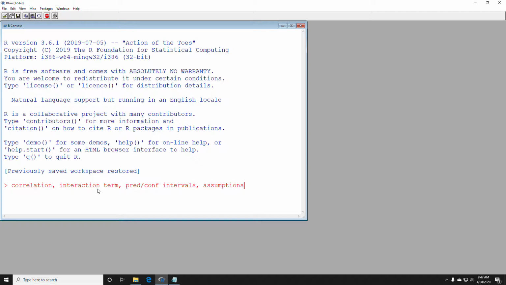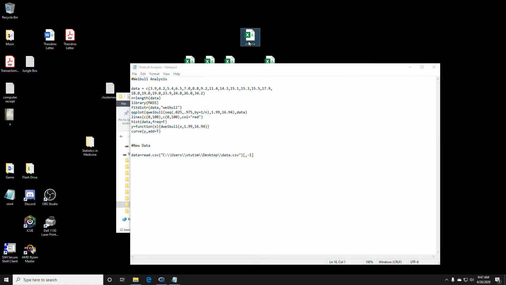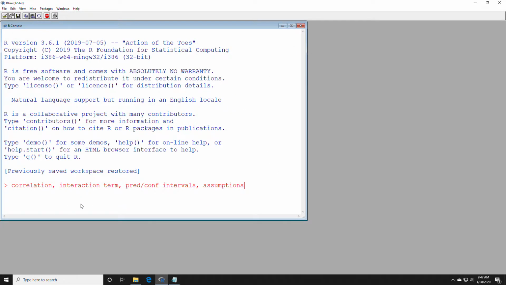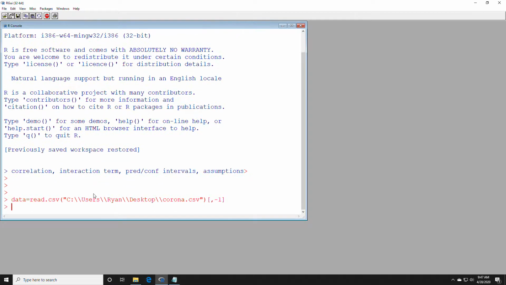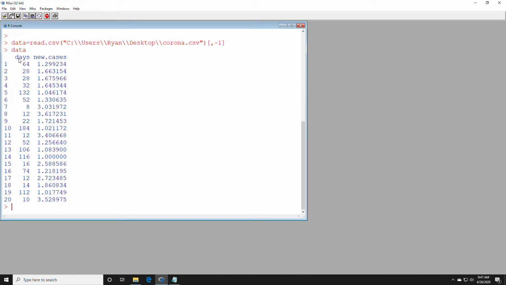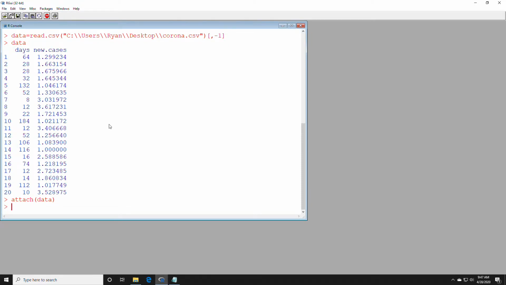So within 2 examples, I should be able to cover all of these topics. All right, so I sent you this corona data set, and so we need to read that in using our standard method. Okay. So looking at my data set, we've got 2 variables, days and new cases. Okay. And so I want to attach my data.